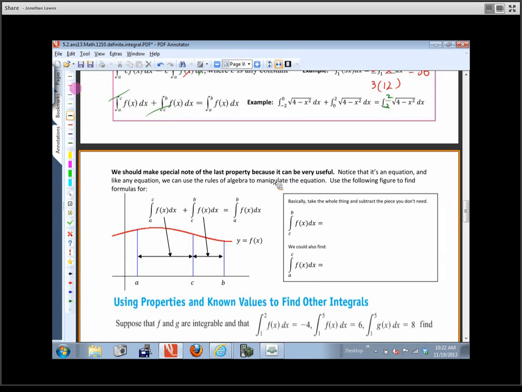So I'm going to take the integral from a to b, f of x dx, and I'm going to subtract off the piece that I don't want. What piece don't I want? I don't want the stuff from a to c.